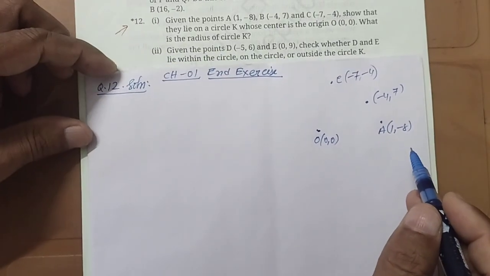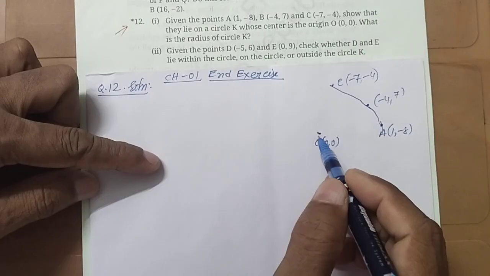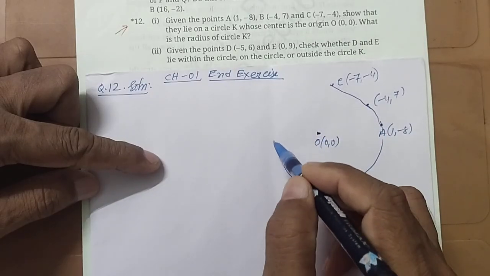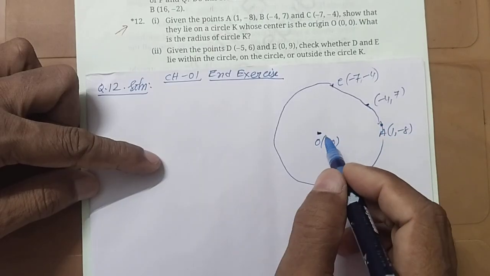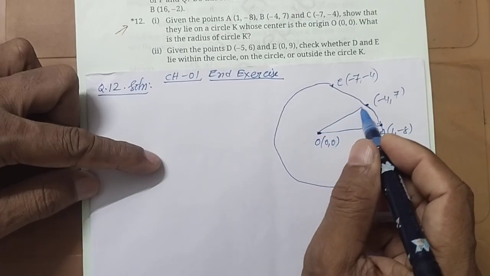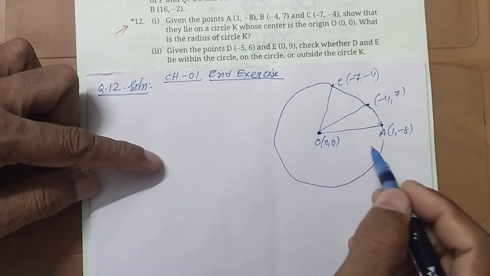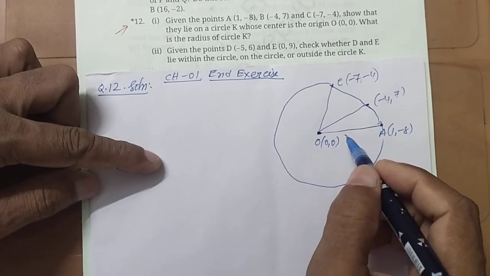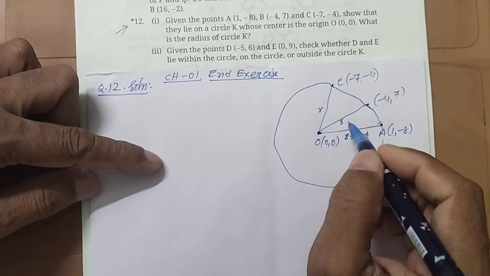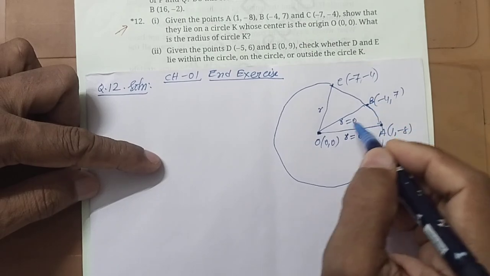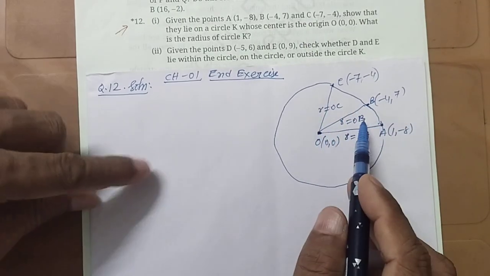So you see, if we draw a circle with these 3 points with center at origin, the circle will be like this. And we are asked to prove that these 3 points are lying on a circle with center at origin. That means you are asked to prove that these 3 distances are equal. Because in a circle, from the center you join to any point on the circle, it is equal and it is the radius. So we have to prove these 3 distances are equal. 3 distances means distance OA, distance OB and distance OC.